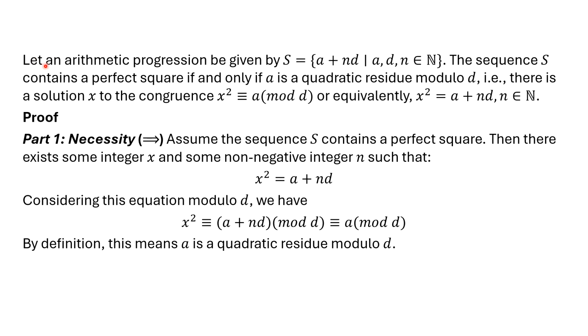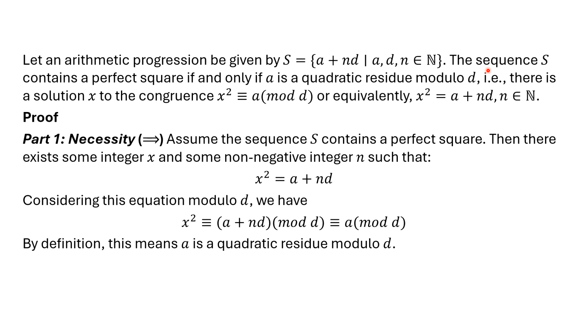So here's our theorem. Let an arithmetic progression be given by, this is the standard format we've been using. So A is the first term, N is a positive whole number, and D is the difference between the terms. The sequence S contains a perfect square, in other words, a whole number squared, if and only if A is a quadratic residue modulo D.